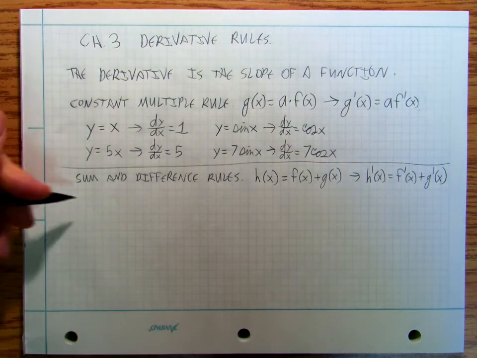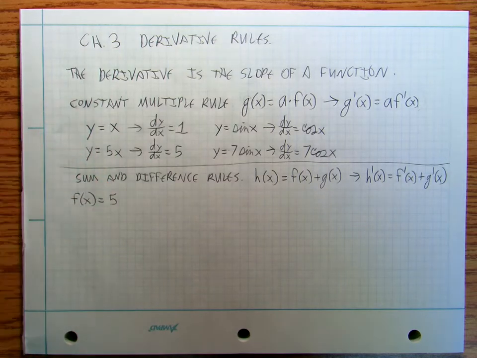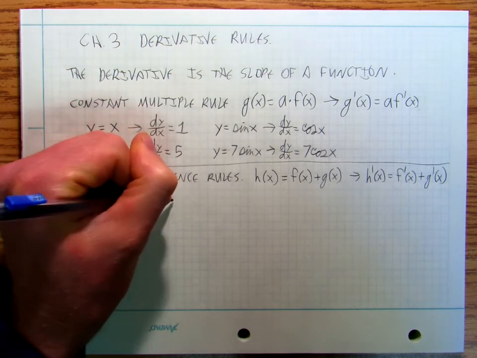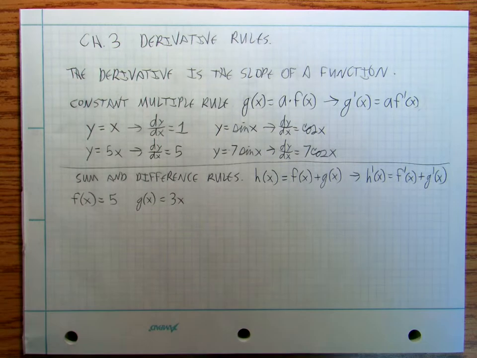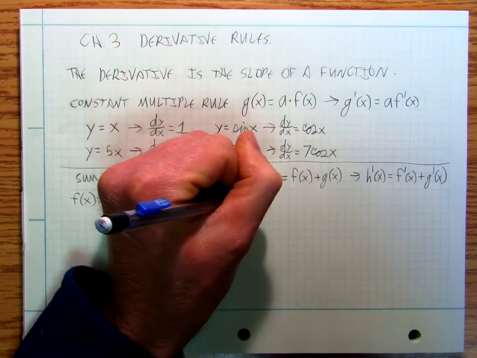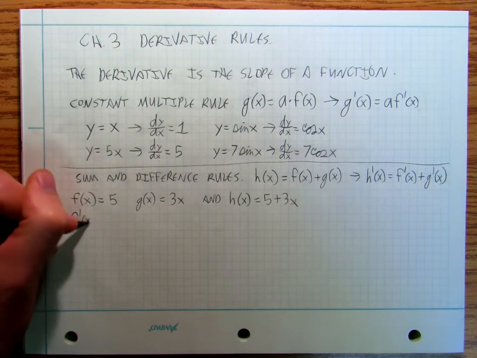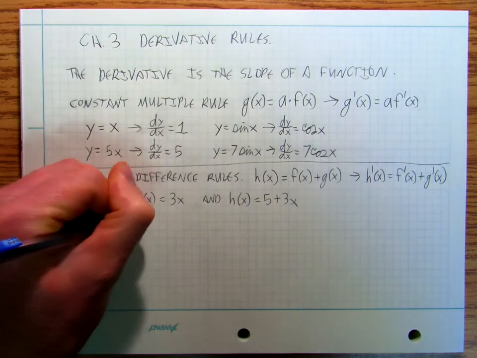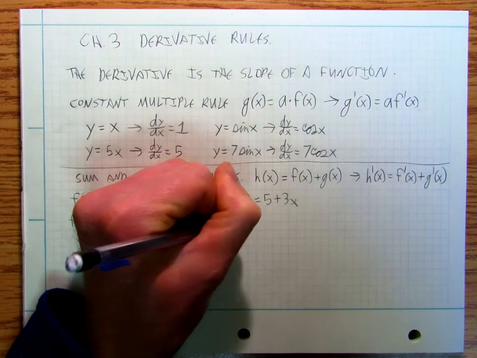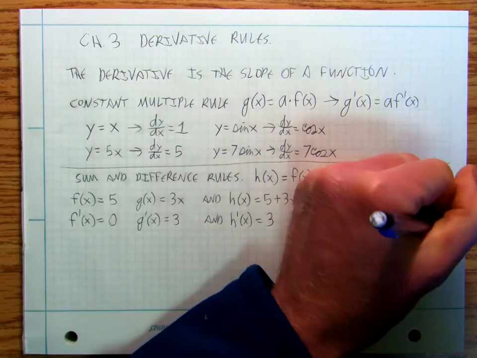Again, never had a problem with this. So if I say f of x is equal to 5 and g of x is equal to 3x and h of x is equal to 5 plus 3x, then f prime of x is equal to 0, g prime of x is equal to 3, and h prime of x is equal to 3.